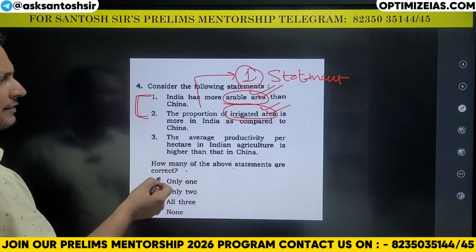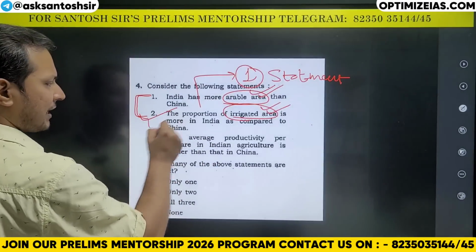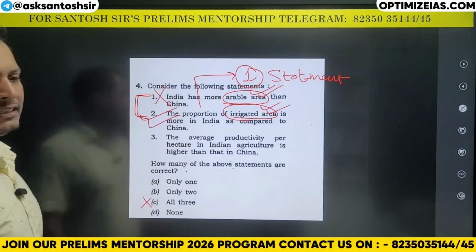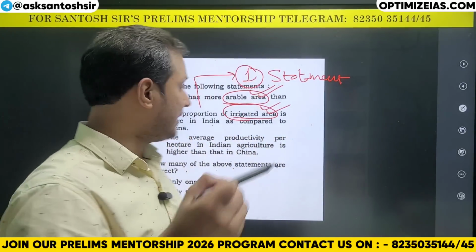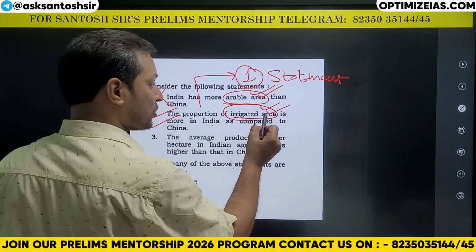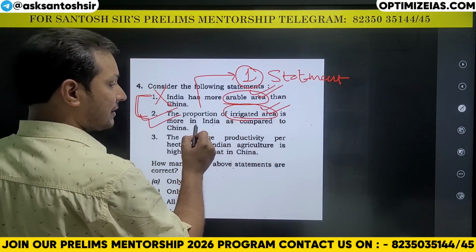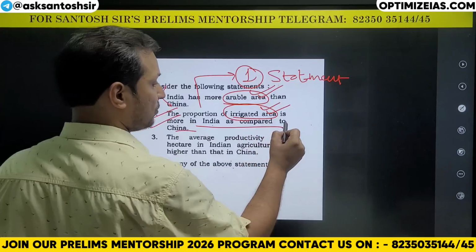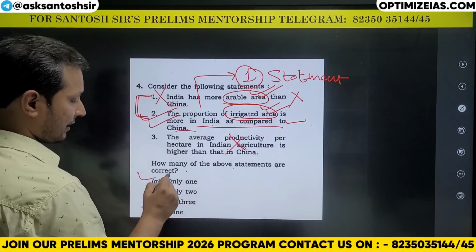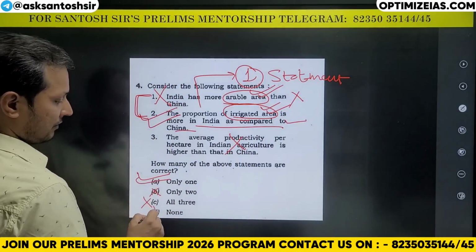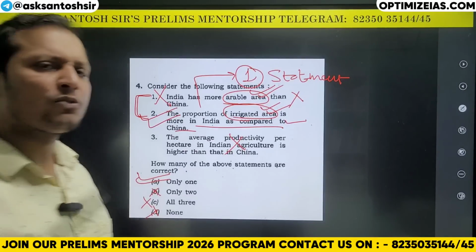Okay, so in this case, statement 2 is correct and statement 1 is incorrect. China has more arable land than India, whereas India has higher proportion of irrigated area than China. Statement 2 is correct, statement 1 is incorrect, statement 3 is incorrect. So you get the answer only 1. Okay, this is very simple. So what is the rule here?